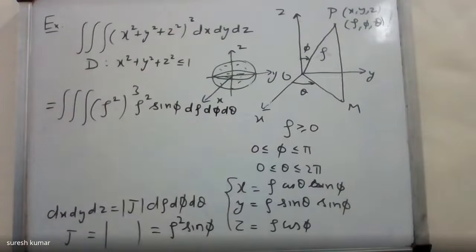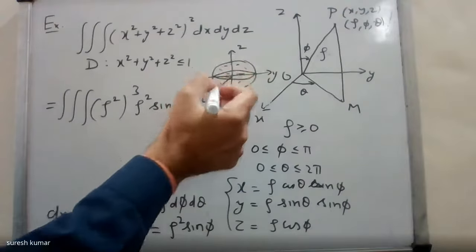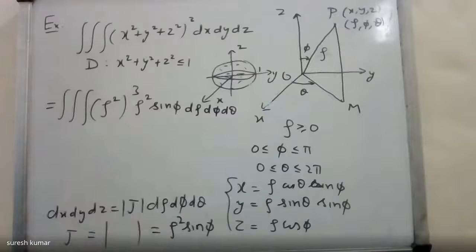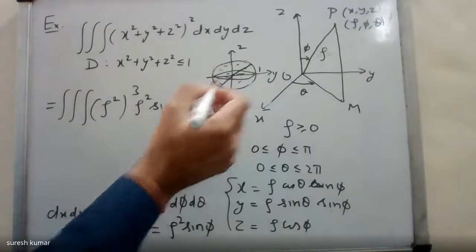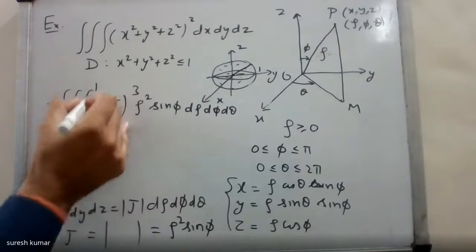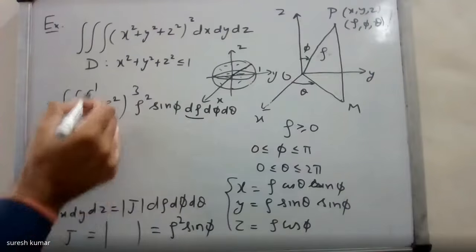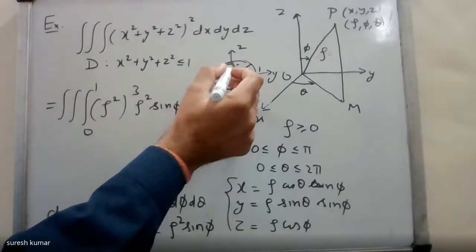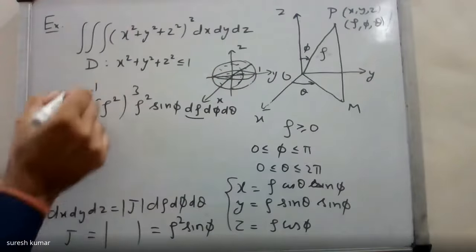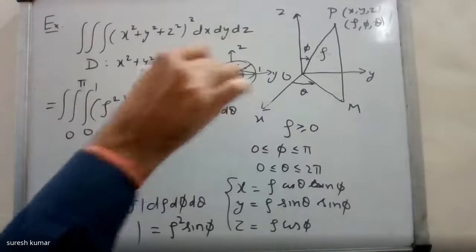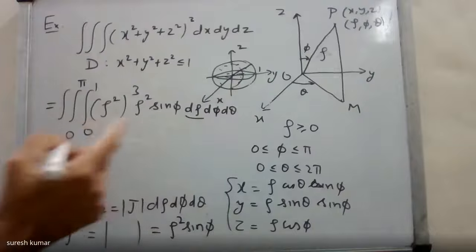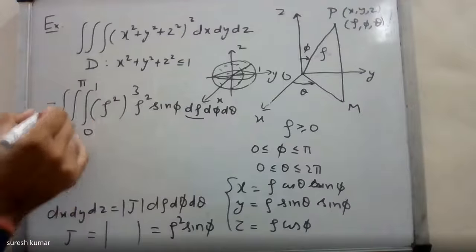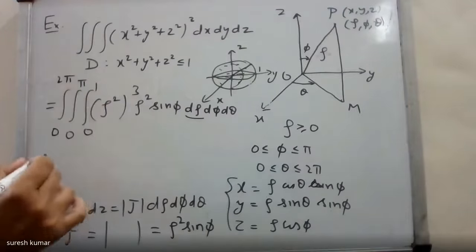What are the variations of rho, phi, theta for this unit sphere? Rho naturally goes from 0 to 1. First you have written d rho, so these are rho limits. Phi goes from 0 to pi, and theta is understood. Points are all around in the xy plane, so theta goes from 0 to 2 pi.